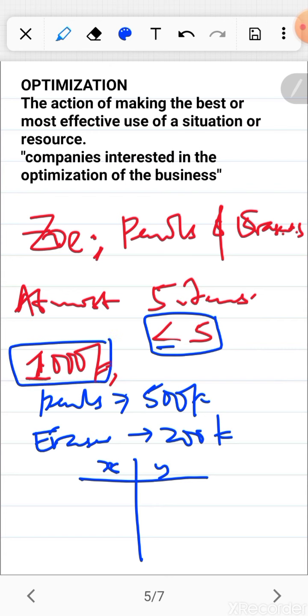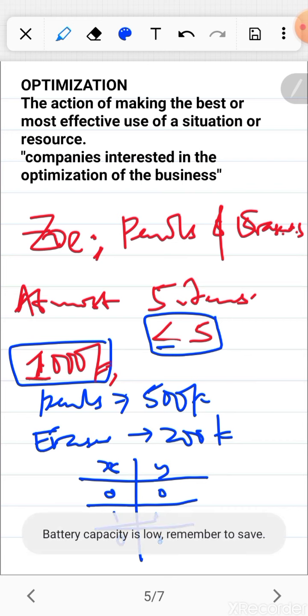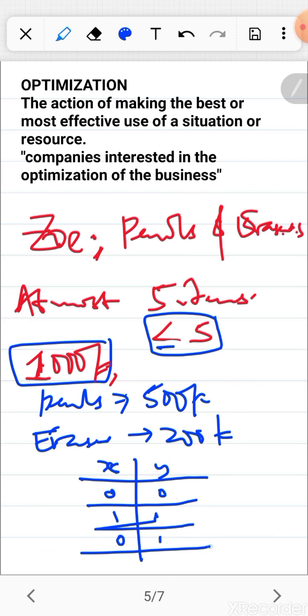So she could go to the supermarket and get none of each. She says, I don't want to buy anything. That would be fine because that satisfies the conditions. She could go to the supermarket, get one of each. That satisfies the conditions. She could get 0 of pencils, 1 of erasers. She could get 2 pencils, 0 erasers. I hope you can see that there are many possible combinations.